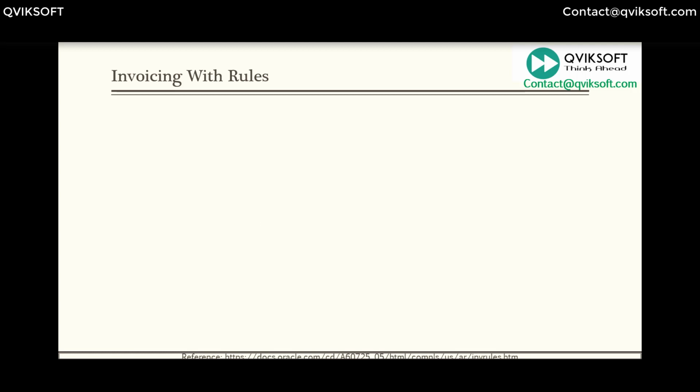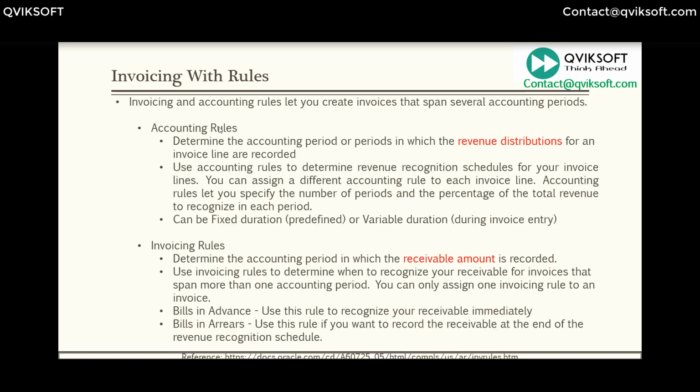Now let me give you some more insights about how this process works. So this basically has two things. When you want to have invoicing with rules, it contains two rules inside, an accounting rule and an invoicing rule. The accounting rule determines the accounting period or periods, because you can have, like the example I gave earlier, a 12-month support schedule. Yeah, so it will decide the revenue distribution for an invoice line. When you create an invoice for that line, the revenue distribution will be determined based on the rules.